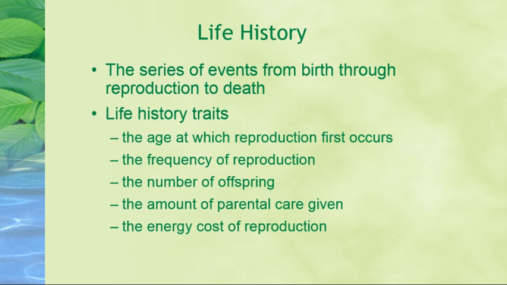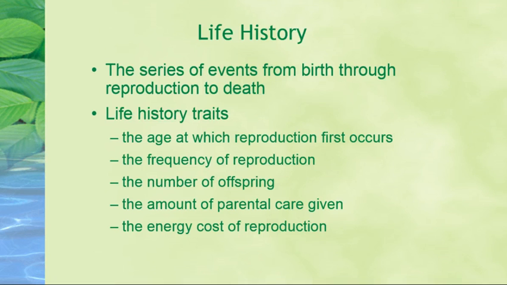Life history is exactly what it sounds like. It's the events that organisms go through from birth to reproduction to death, okay? And the big life history traits, there are 5. Life history traits are going to be the age at which reproduction first occurs. The earlier the age, the more offspring you can have, okay?